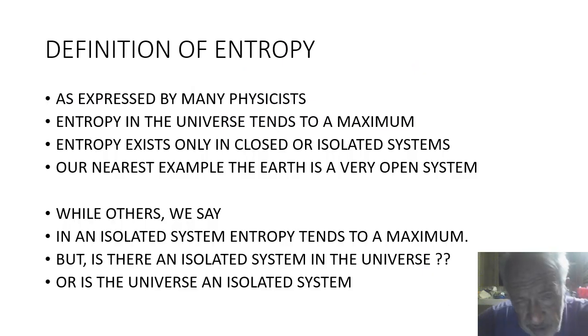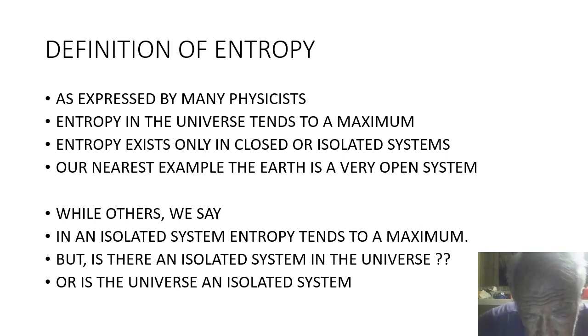Entropy, as defined by many physicists, says that entropy in the universe tends to a maximum. Entropy exists only in closed or isolated systems. Our nearest example, the Earth, is a very open system. So whatever we know about entropy in reality, about practical experiences, is on Earth, and Earth is an open system. It's receiving energy, receiving heat, losing heat, etc.